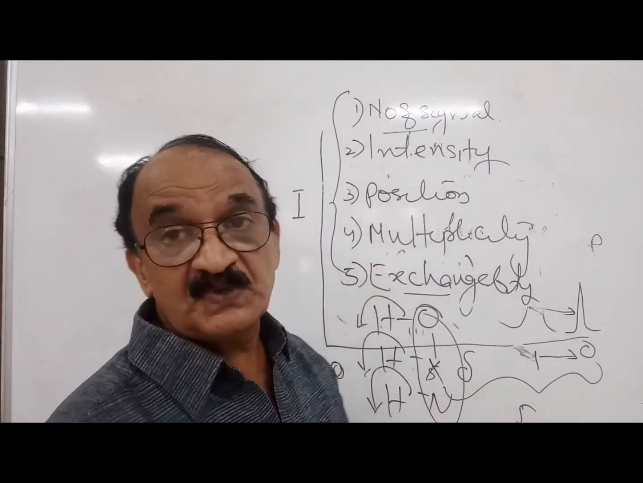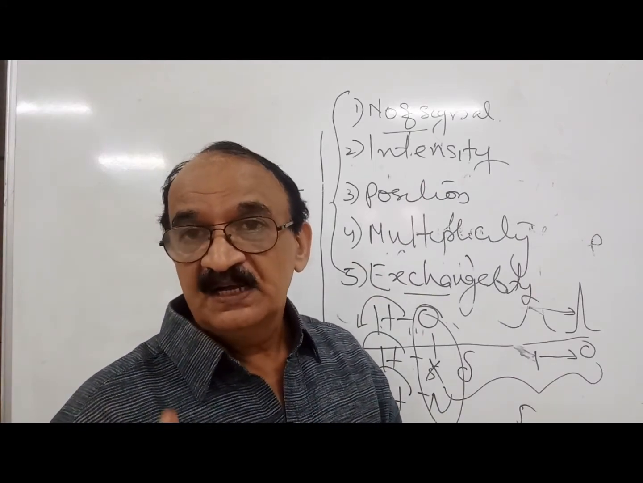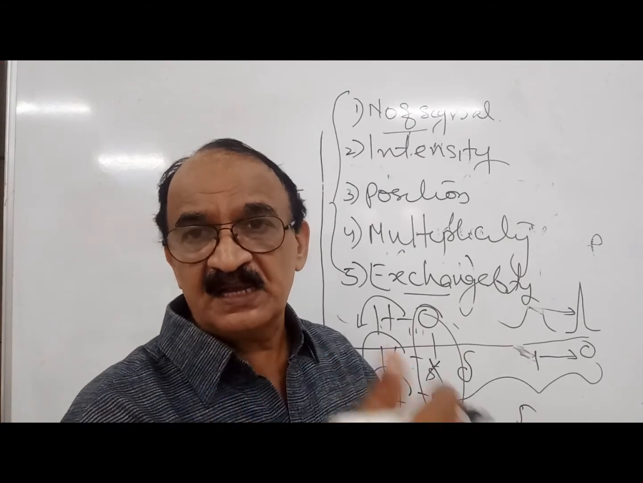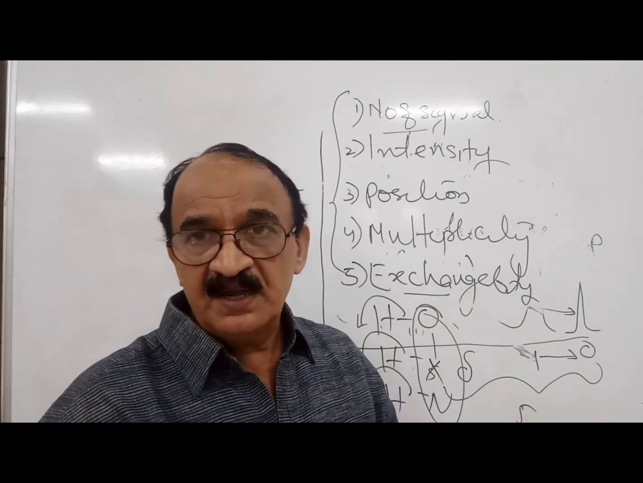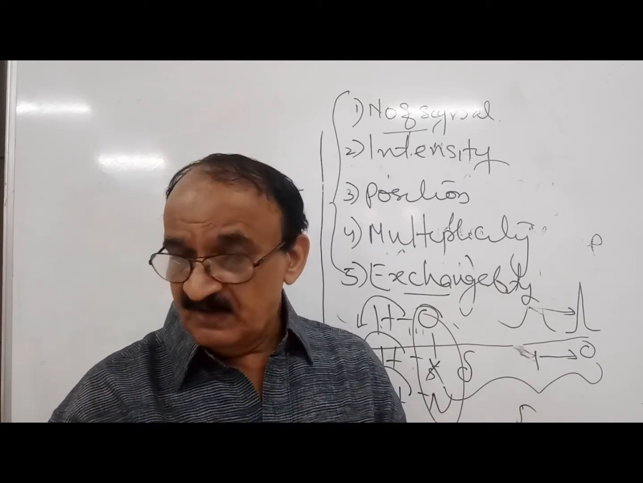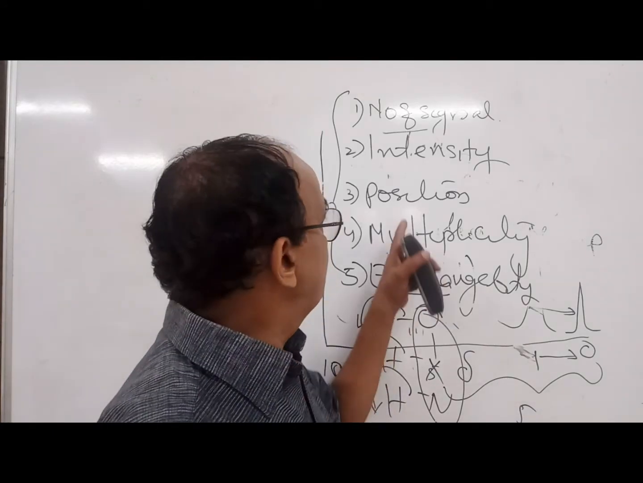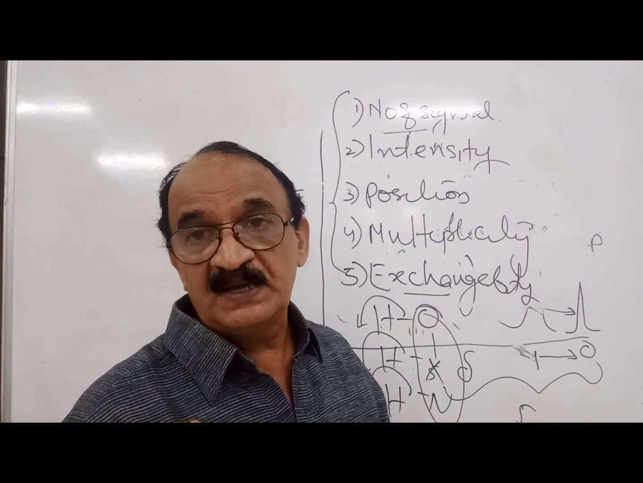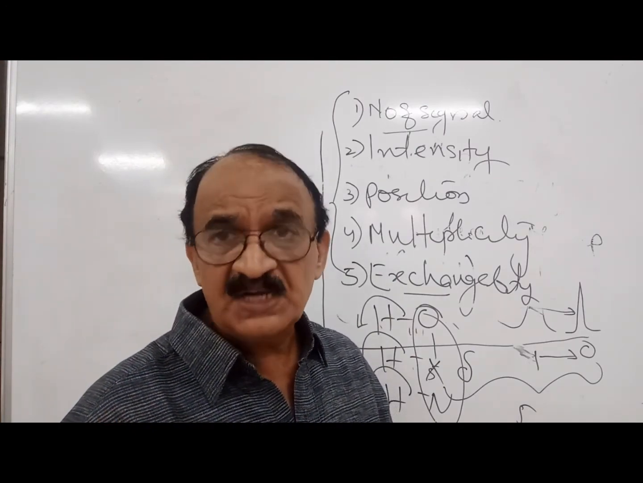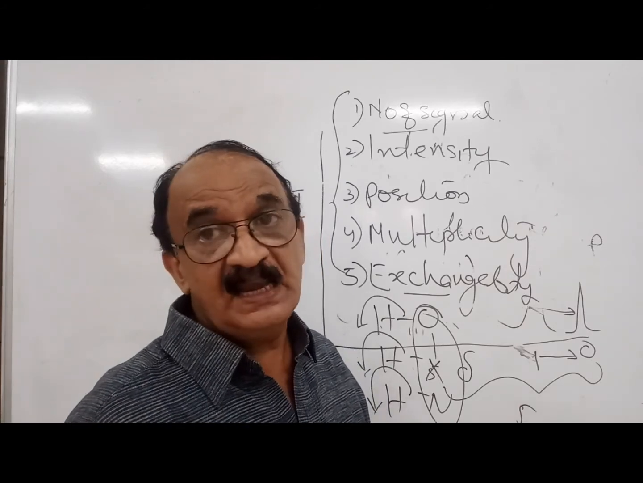And the third one is the position. Position depends on what? Shielding or deshielding. Shielded protons can be seen nearer to the TMS reference, and deshielded protons can be seen downfield, away from TMS. So the position of the signal depends on the chemical environment, or the shielding or deshielding of a proton by the electrons.